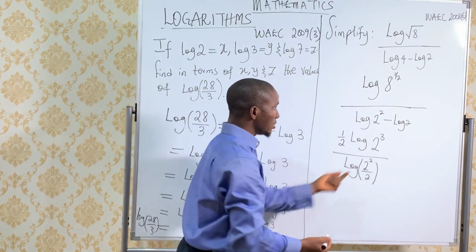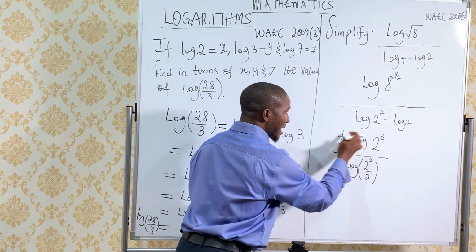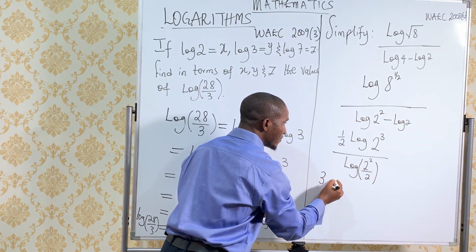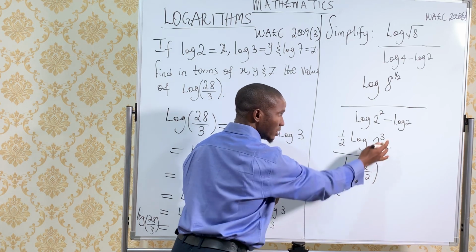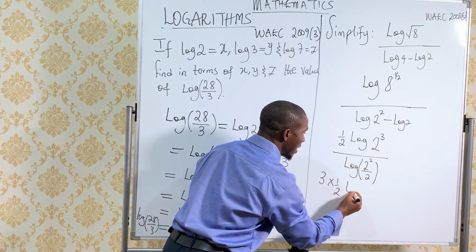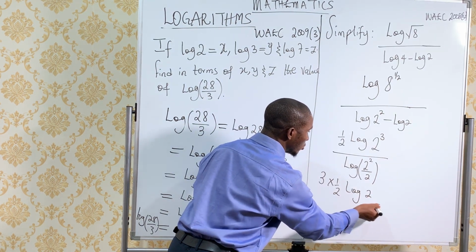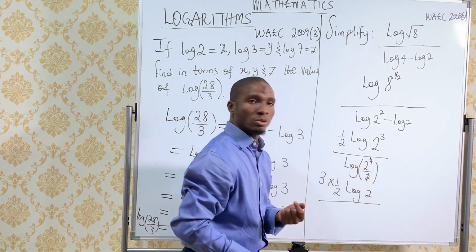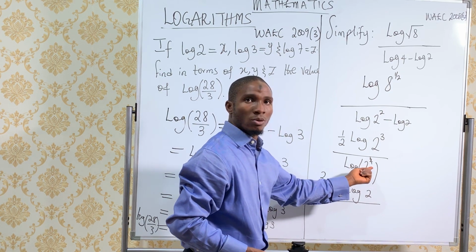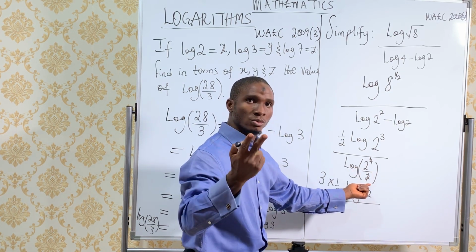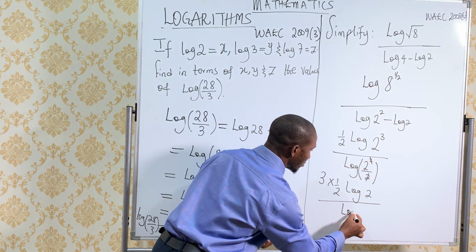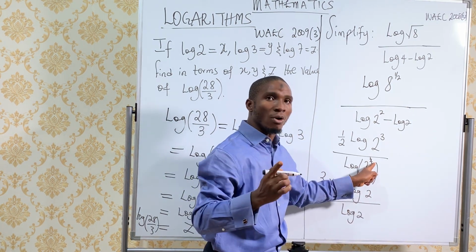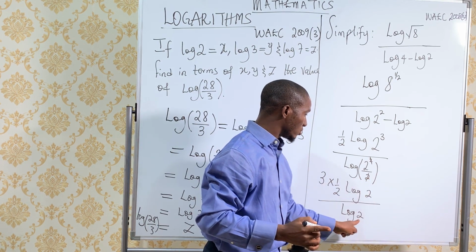So we can continue. Again, this 3 can also come to the back because it's still a power. We have it to be 3 times 1 over 2. This 3 is now at the back here. We now have log 2 divided by 2. We eliminate one of the 2. Recall, 2 raised to the power 2 is 4. 4 divided by 2 is 2. It means we have log 2 now.